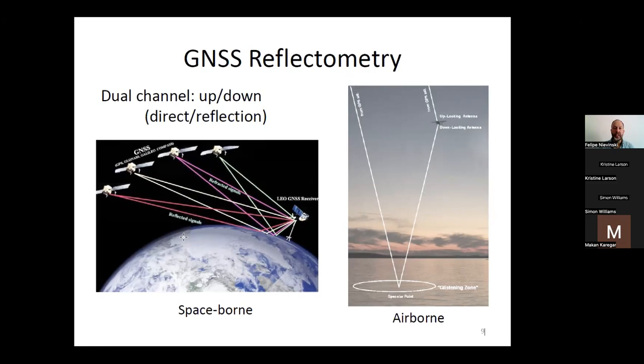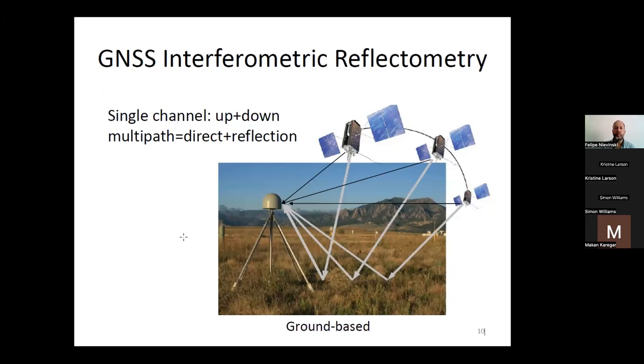But here in interferometric reflectometry, we will be using commercial off-the-shelf antennas and receivers. We do not try to track the direct separately from the reflected waves. We sense always their combination, right? And we call that combination of multiple paths a multipath. So it's a multipath wave. The main path, it's the direct one, it's the shortest one.